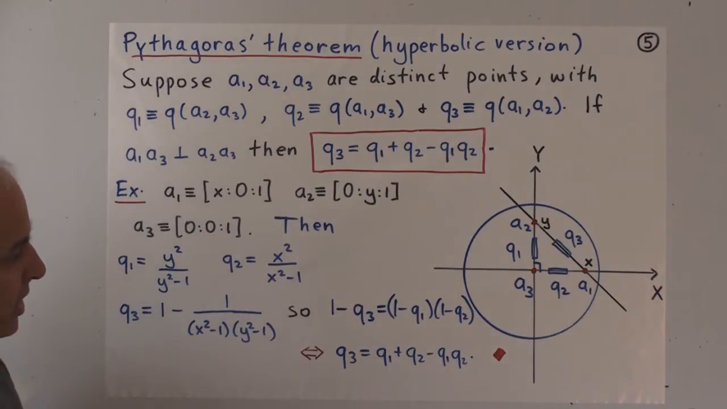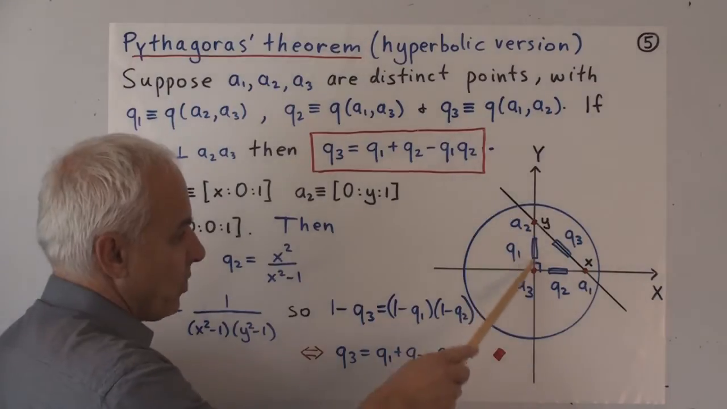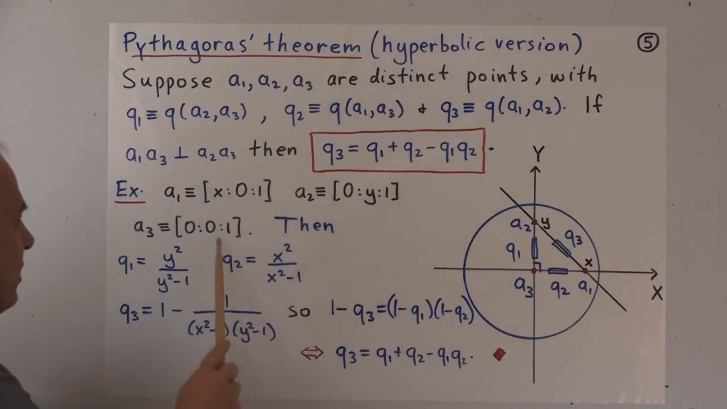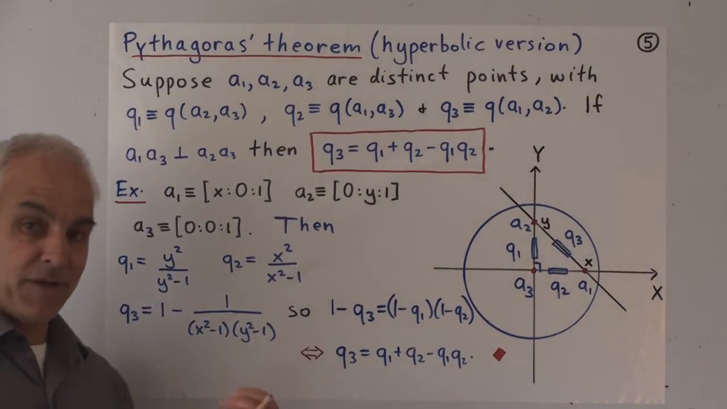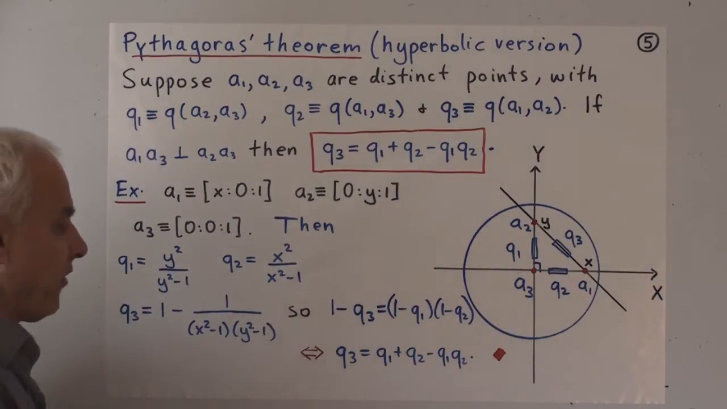All right, so we can write down some of these quadrances. Q1 is the quadrance between A2 and A3, the quadrance between this point and this point. Well, that's just a special case of what we did on the previous slide. So it's going to be 0 squared plus y squared divided by 0 squared plus y squared minus 1. So y squared divided by y squared minus 1. And similarly, Q2 is going to be x squared divided by x squared minus 1.